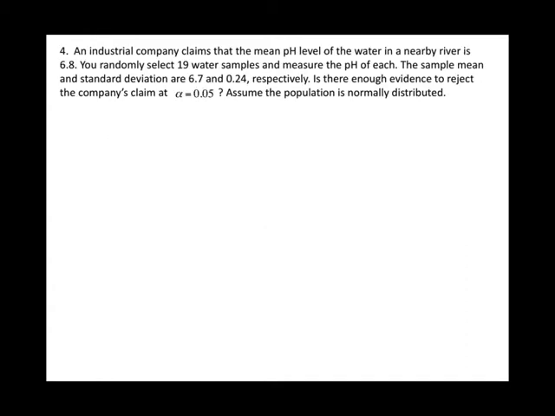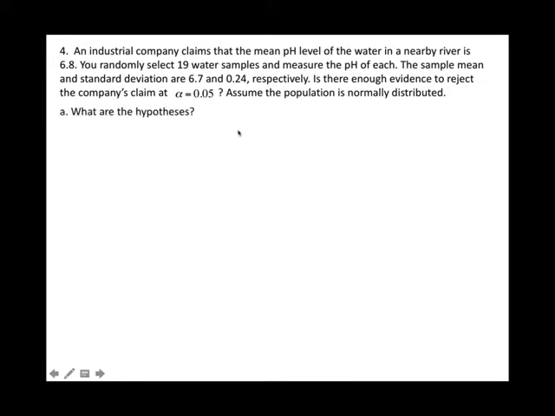Okay, next example. An industry company claims that the mean pH level of the water in a nearby river is 6.8. You randomly select 19 water samples and measure the pH of each. The sample mean and standard deviation are 6.7 and 0.24. Is there enough evidence to reject the company's claim at significance level 0.05? Assume the population is normally distributed.